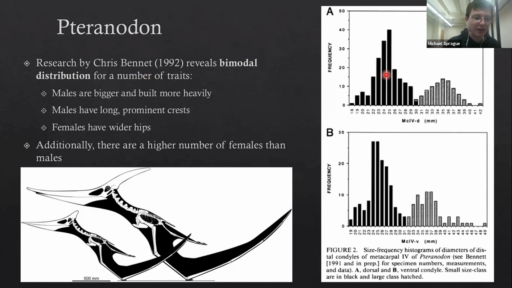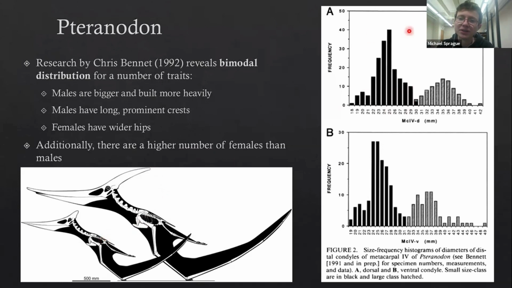Specifically, the females were smaller. They had a smaller crest because, like we said, the males are usually bigger and showier. So they have to have this big crest to impress the ladies. And the females would have also had wider hips to make the passage of eggs easier. And we see that in a lot of animals today.